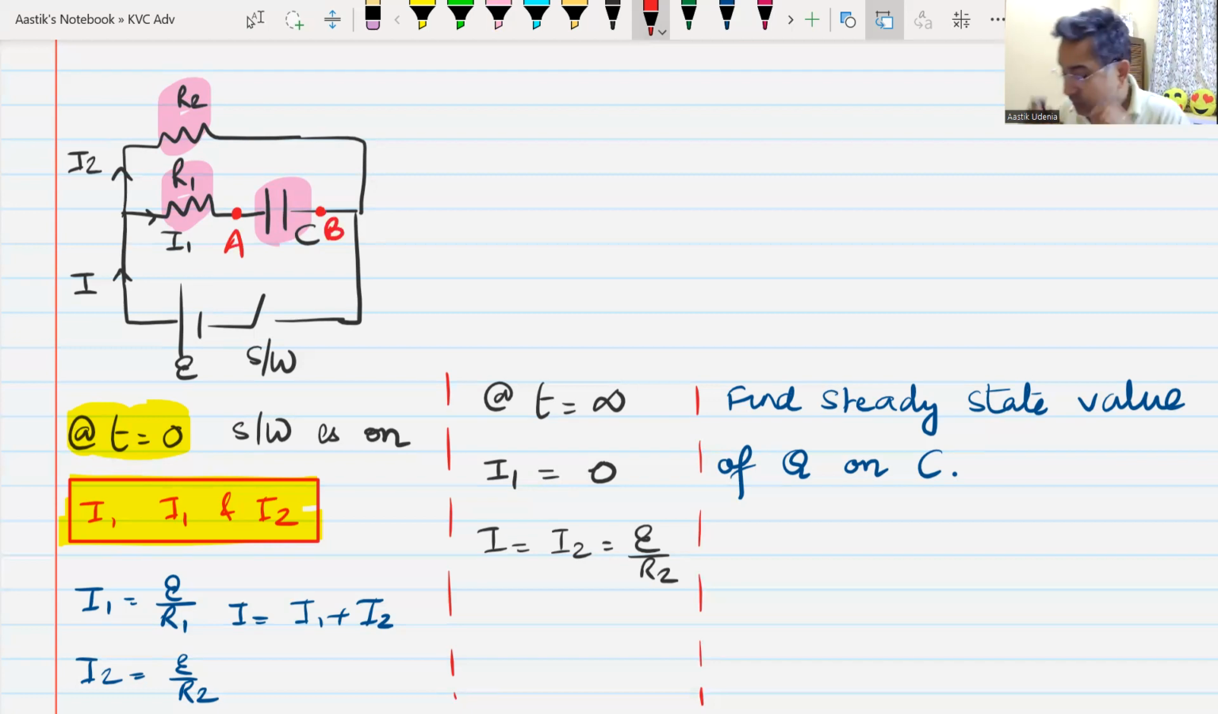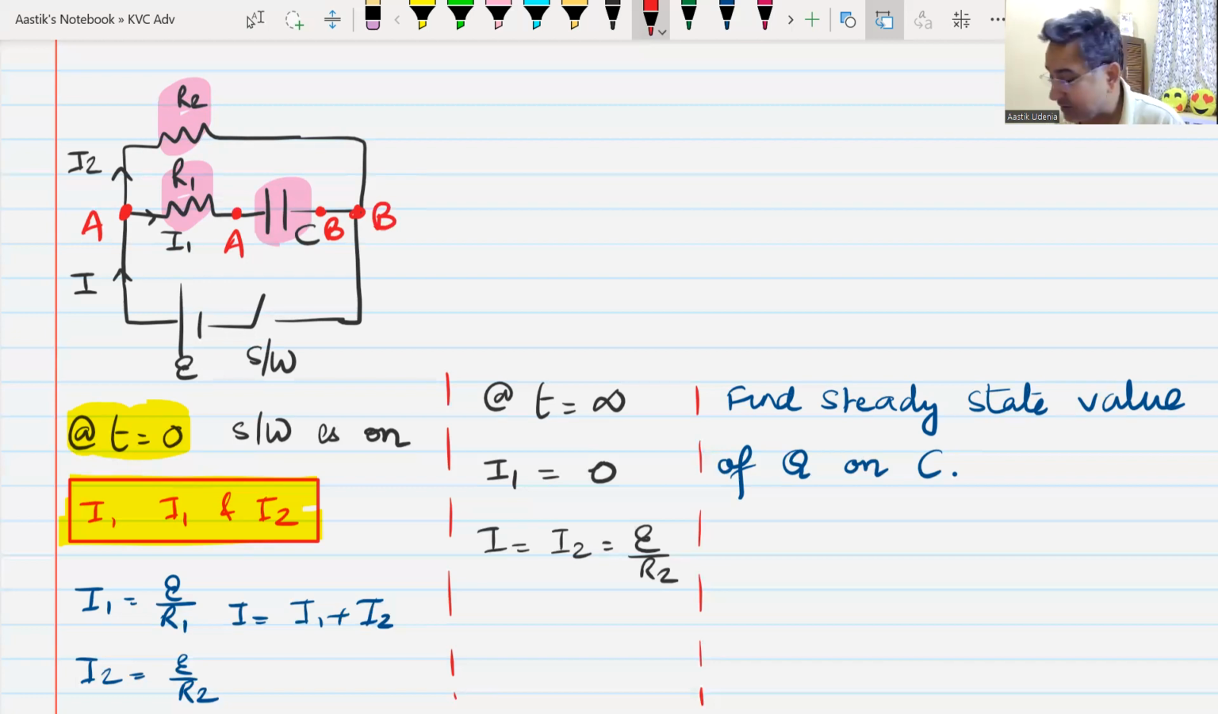Yes, sir. So the potential difference between these 2 points, current is 0, remember, is the same as the potential difference between these 2 points. Yes or no? Because there is no current in the circuit. So basically, you have to find the potential difference between point A and B after a long time. Yes or no? Yes, sir.